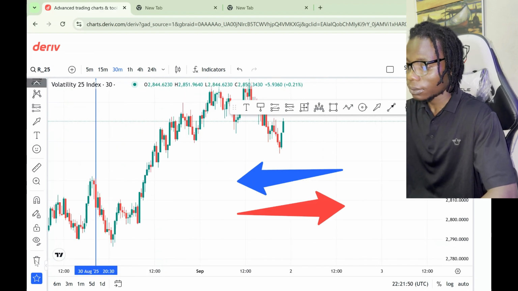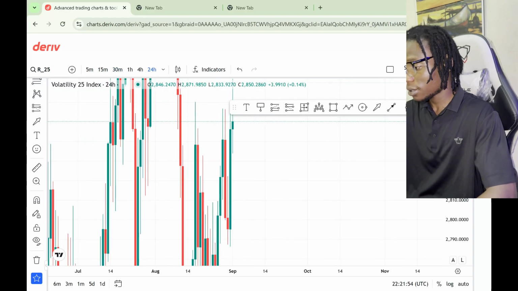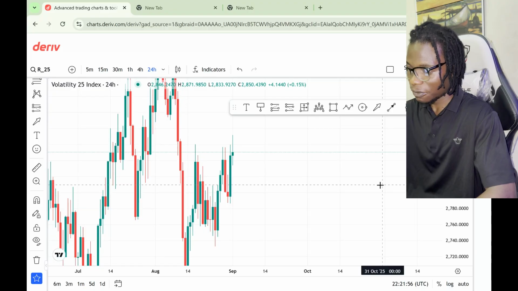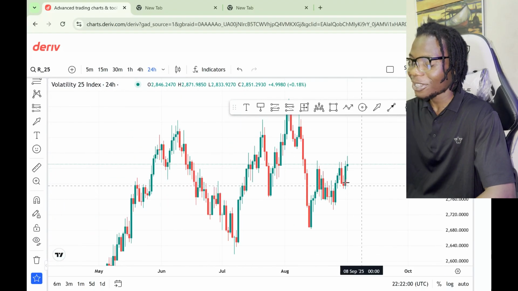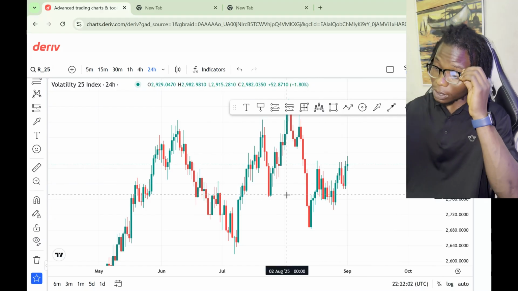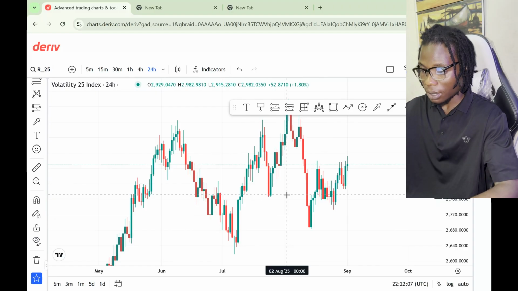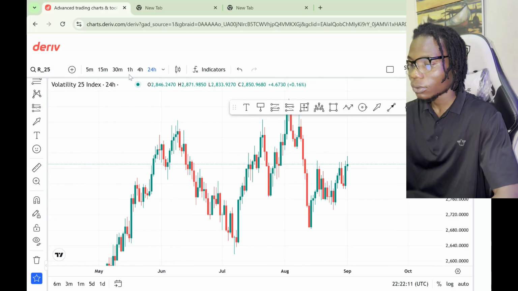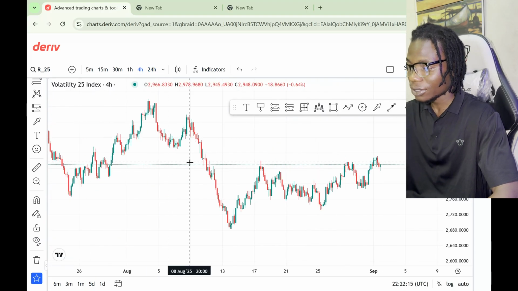Let me clean up this chart. We'll start from our 24 hours, which is our daily chart, just to get the overview, and this is something I do maybe once a week. Then we start with our 4 hours, which is our directional time frame.